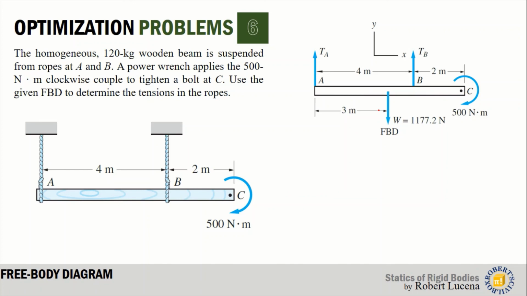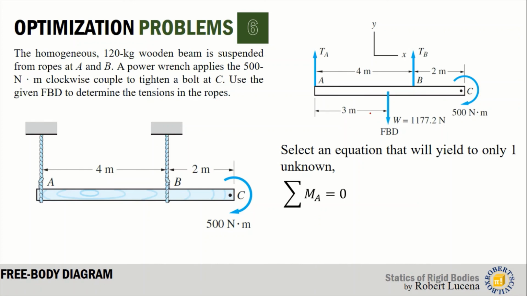If we use summation of forces along X, we will not get anything. If we use summation of forces along Y, it will give us two unknowns. But if we use summation of moment at a center, that would eliminate one unknown and yield only one unknown, that would be practical. So let's select an equation that will yield only one unknown, and that would be summation of moment at A. You can also use summation of moment at B.